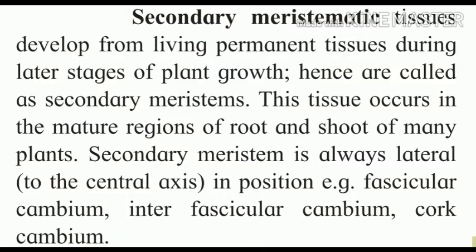Let us see about the secondary meristematic tissue, which develops from living permanent tissues during the later stages of the plant growth. Hence, they are also called secondary meristems. These tissues occur in the mature region of the root and shoot of many plants. Secondary meristem is always lateral, that is, lateral to the central axis in position. Examples are fascicular cambium, interfascicular cambium and the cork cambium.